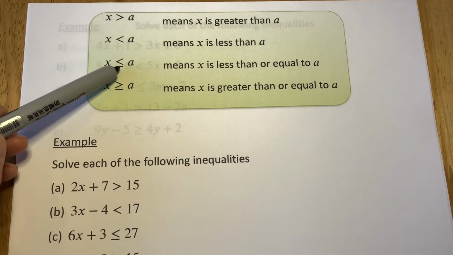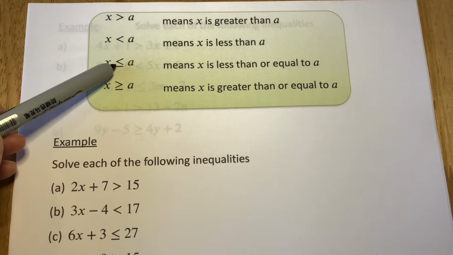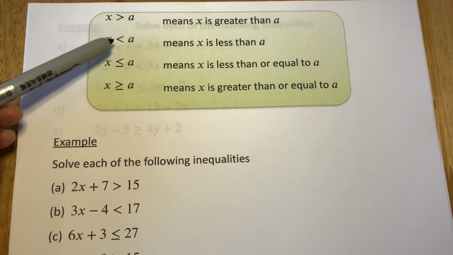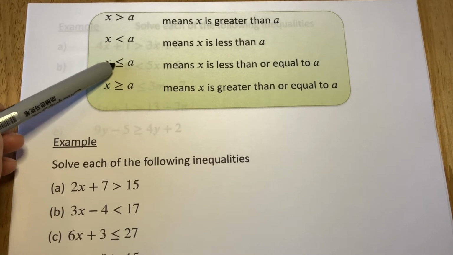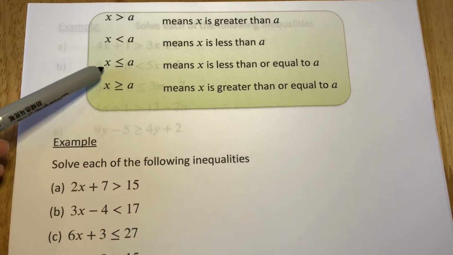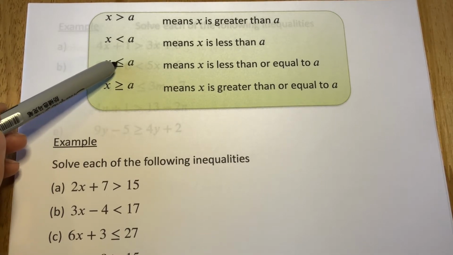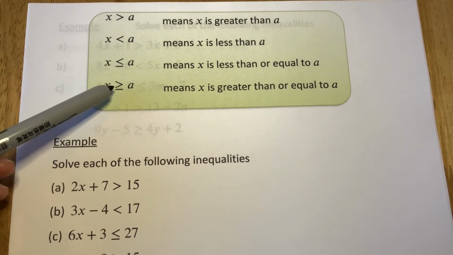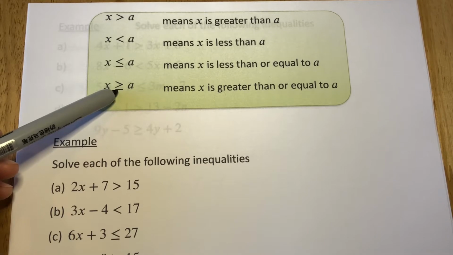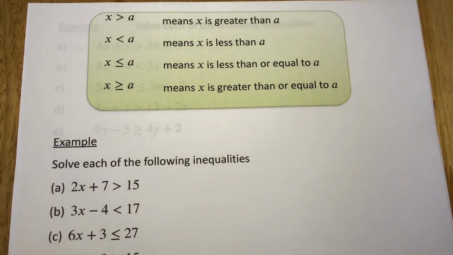As soon as we put an additional line with the inequality symbol, greater than or less than symbol, it means that you can equal it as well. So that line there, which some people tend to draw parallel to that bottom line, means that x can be less than or it can be equal to whatever a is. And likewise the other way around, x can be greater than or it can be equal to the value of a.